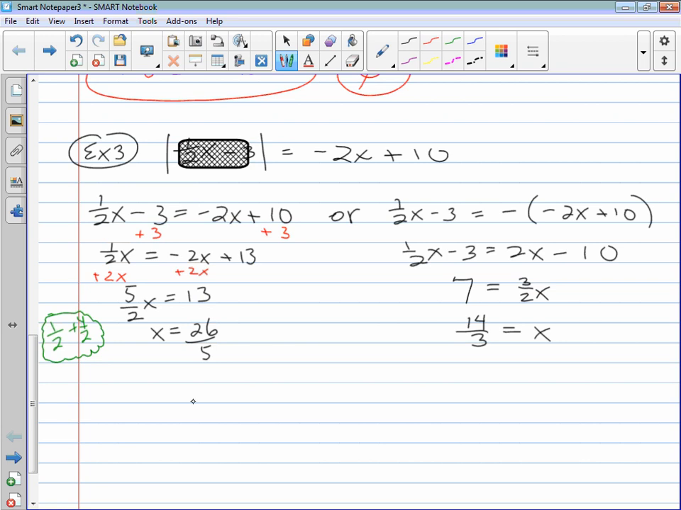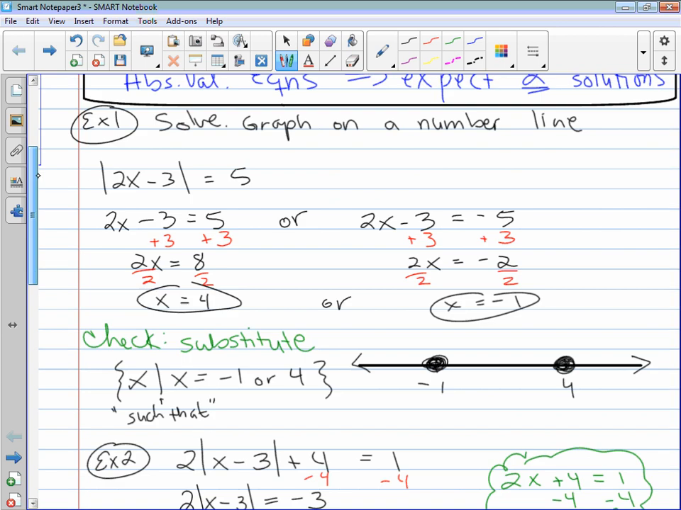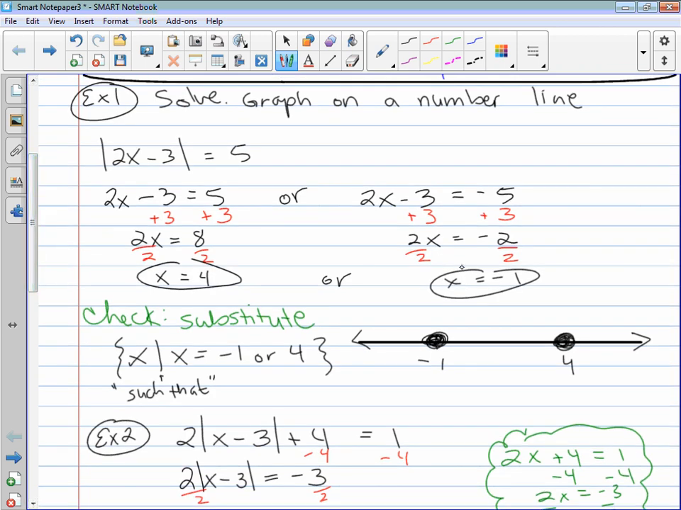So it looks like x equals 26 over 5 or 14 over 3. By the way, notice the x's don't have to be the same. They don't have to be opposites of each other. Think back to example 1 that we did. We found out x was 4, x was negative 1. They're not opposites. It's when you plug them in, they both work. Don't get lured into thinking that you're always going to have one that's positive and one that's negative.